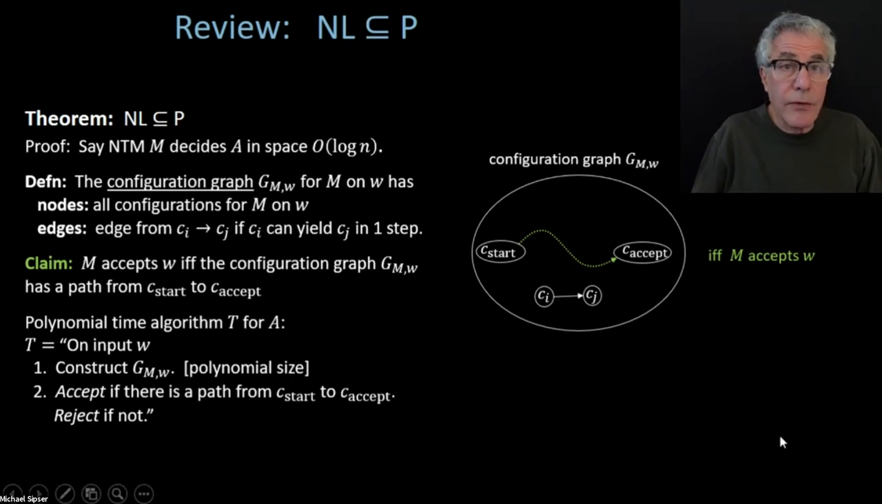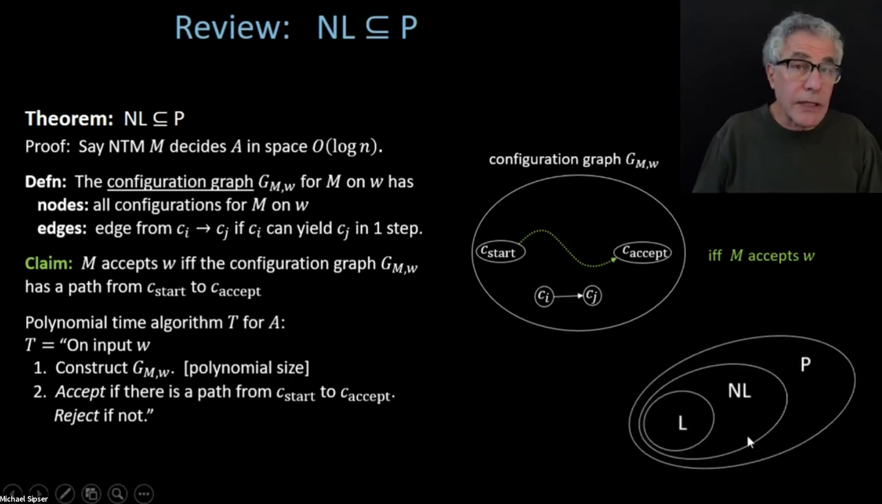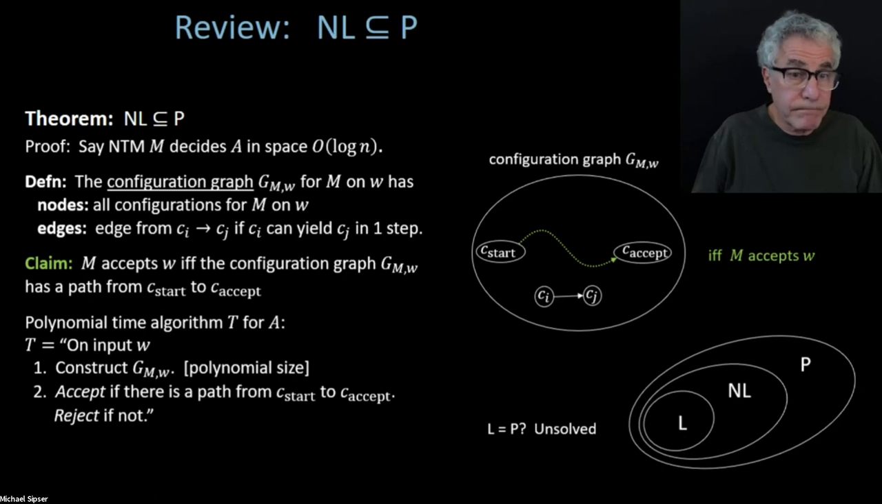Okay, how are we doing? So that tells us that NL is contained within P. And also L is contained within NL as before. So we have this hierarchy of classes. Now you can even ask, not only is L different from NL, but is L different from P? Is it possible that anything you can do in polynomial time, you can do in log space? Don't know. Open question.